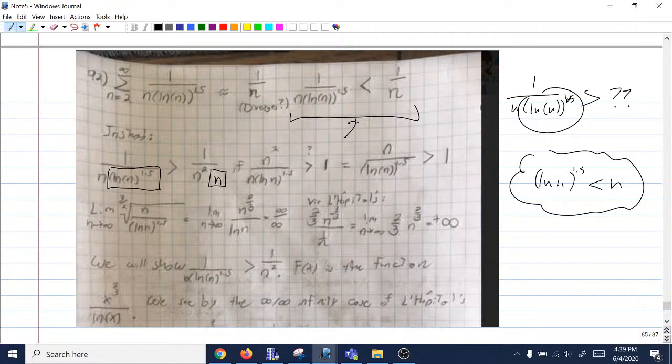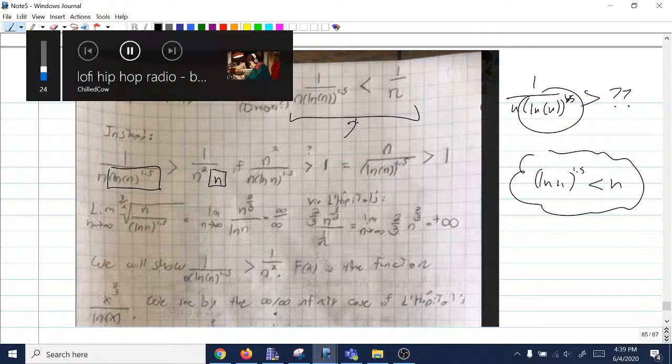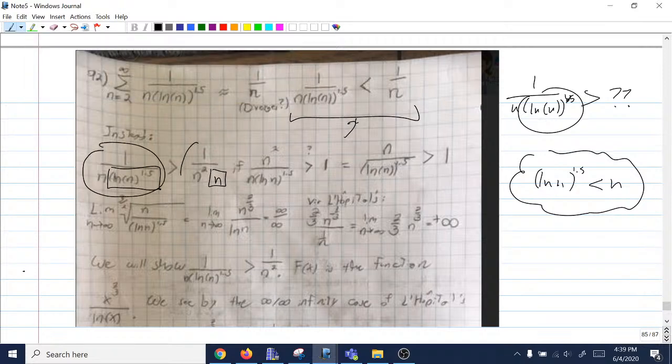Okay, log n is less than n. Log n to the 1.5 is also less than n. The trouble is, you're going to end up showing that this thing is bigger than the sum of 1 over n squared. But this is finite, and being bigger than finite is the one that doesn't teach you anything. You want to show that you're bigger than infinite or smaller than finite.